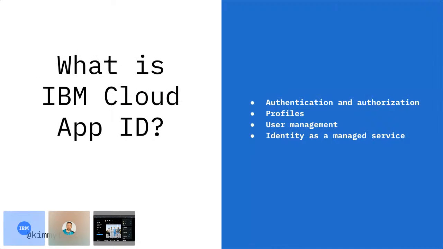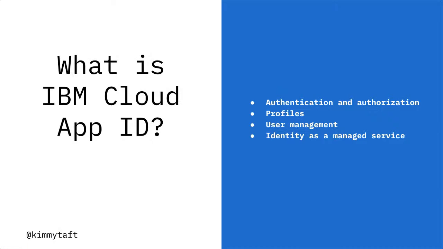Okay, so I have a lot of resources that you guys can check out in the slides. I don't want to spend too much time. But what we're going to be using today to add authentication to our application is our IBM Cloud App ID service. So IBM Cloud App ID handles authentication and authorization, user profiles, user management. You can add different types of user profiles and add access for users. And essentially, it's identity as a managed service.